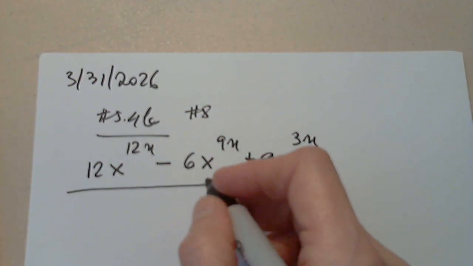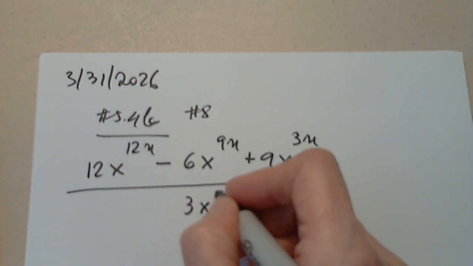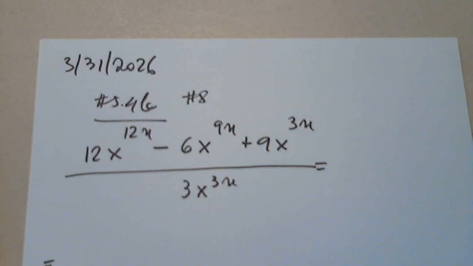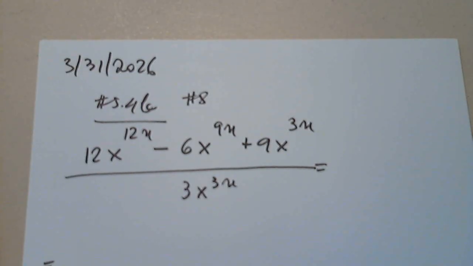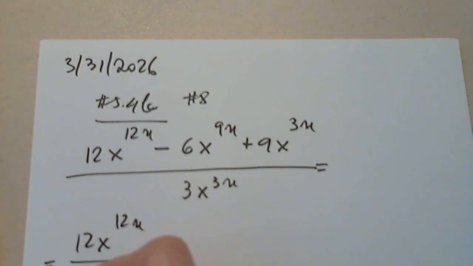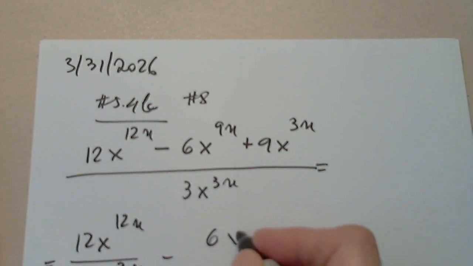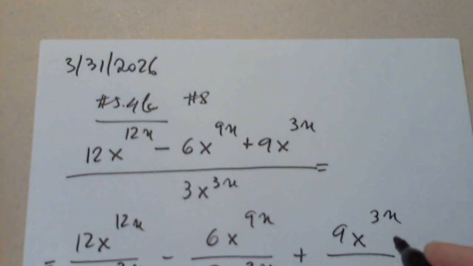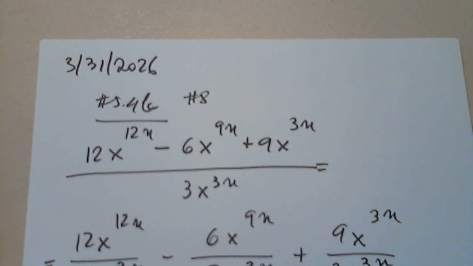Okay, so our problem is 12x to 12n minus 6x to 9n plus 9x to 3n, and everything divided by 3x to 3n. Because the denominator is only one term, it is useful to separate the fraction into 3 different fractions. Why 3? Because the numerator has 3 terms. So I have 12x to 12n divided by 3x to 3n minus 6x to 9n over 3x to 3n plus 9x to 3n over 3x to 3n.